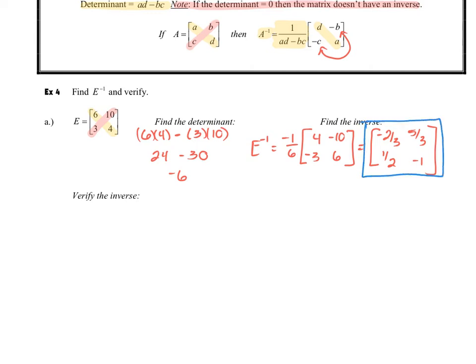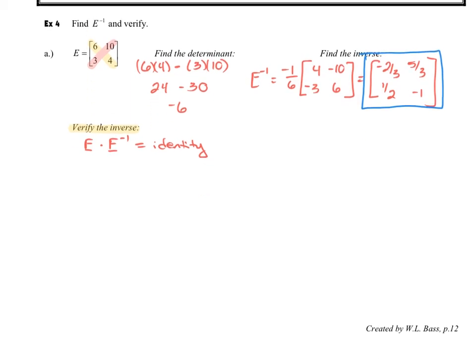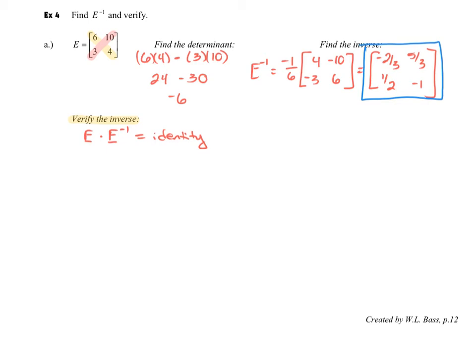That is my inverse. Now, if I am asked to verify my inverse, what I'm going to remember is that if I take my original matrix E and I multiply it by its inverse, I will get the identity matrix. So this gives us an opportunity to practice our matrix multiplication. So I'm going to slide this up again so that we have a little bit more space to do this matrix multiplication. All right, so we need to multiply our original matrix E times our inverse.